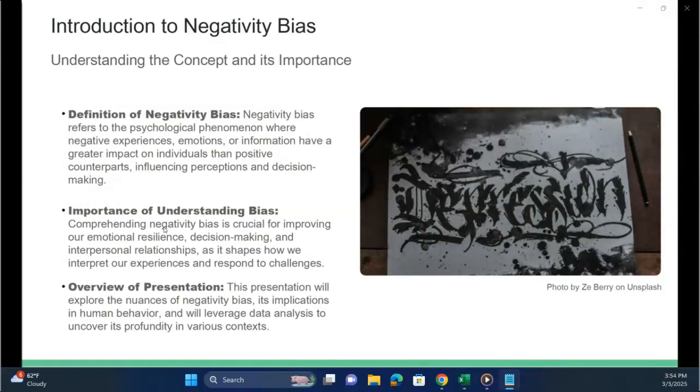So there is an importance of understanding this bias. If we understand negativity bias, this would help us in improving our emotional resilience, decision making, and interpersonal relationships as a whole. It also shapes how we interpret our experiences and respond to challenges. So this presentation will explore the nuances of this negativity bias and how it implies certain things to human behavior. And this will also leverage data analysis to uncover its profundity in various contexts.